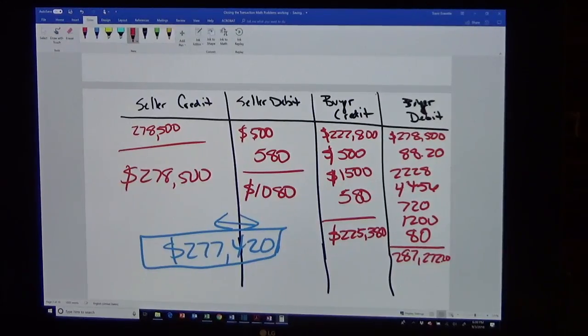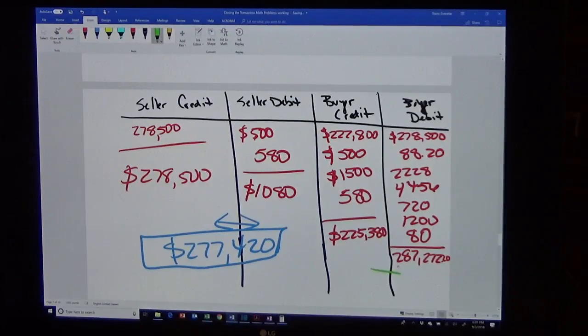One of the things I always do when I'm totaling that many numbers is just run them again, make sure I've got the right number there, because it's very easy to make a mistake when you're keying in that many numbers. So give me just a second. I'm checking that math. And I came up with 287,272 and 20 cents again.